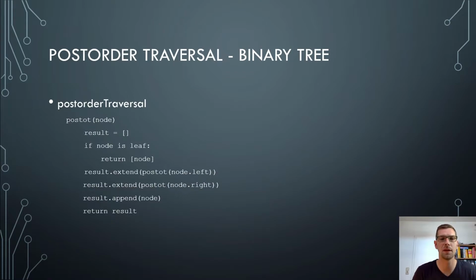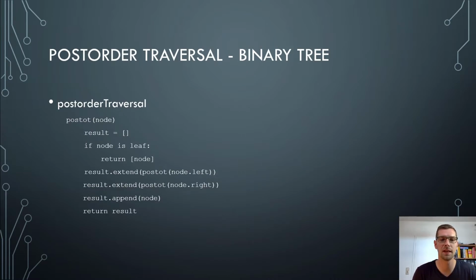So let's have a look at the algorithm itself. Well, at first we have our empty list, which is the result list. There we will store the nodes that we worked on. So then we have to check if our current node is a leaf node. If so, we return a singleton list with our node because we are done with that.